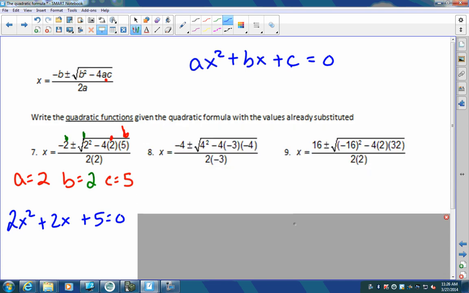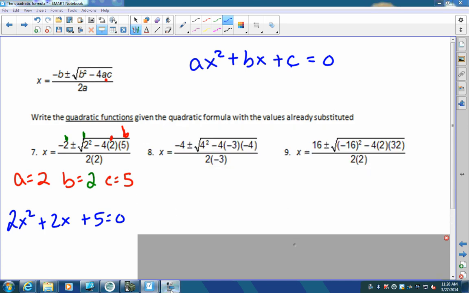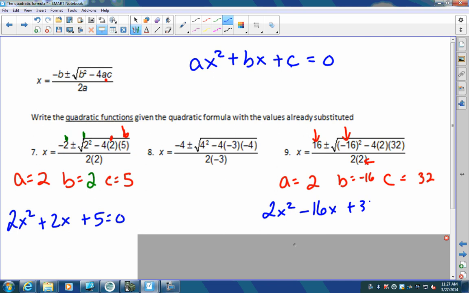Take a minute and do that now for number 9. On number 9, I need to find a, b, and c. A is 2, down here I see my a. You should have gotten 2. B is this number out front. Be careful, right here in the parentheses, you should have gotten negative 16. And c is 32. Now, when you write your equation, 2x squared minus 16x plus 32 equals 0. That's what you should have gotten.